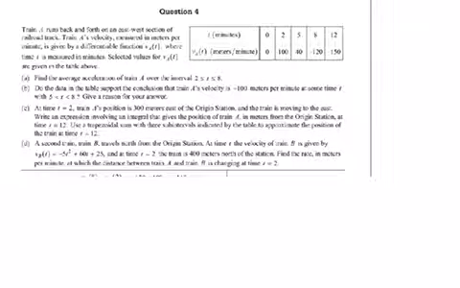Okay, let's take a look at question 4b. Do the data in the table support the conclusion that train A's velocity is negative 100 meters per minute at some time t with t between 5 and 8? Give a reason for your answer.